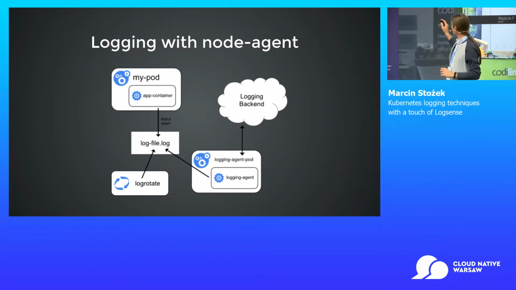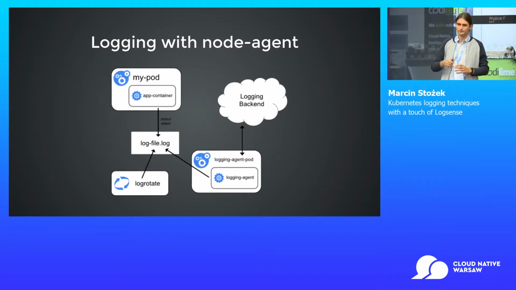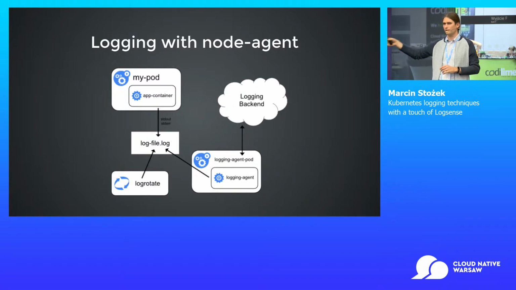The third scenario is to use the node agent, and it's better than the previous two. And how does it work? We have application container. It logs to the standard output, standard error. This goes into the log file, which is rotated by the Kubernetes. And additionally, we have this logging agent pod. And this logging agent pod is running on every node in our Kubernetes cluster. And because it is running on every node, it scrapes logs from every container and every pod that is running on the node. And it's its job to put those logs into the logging backend.